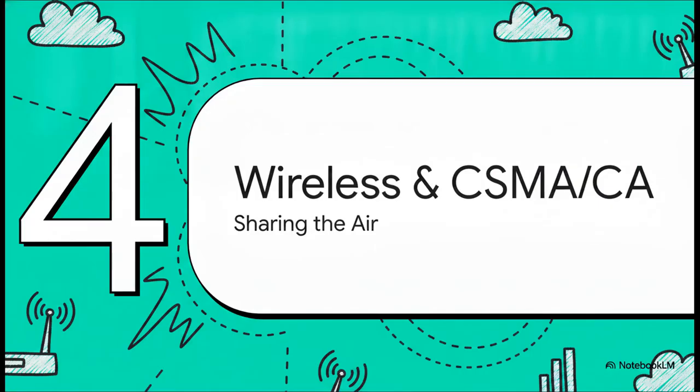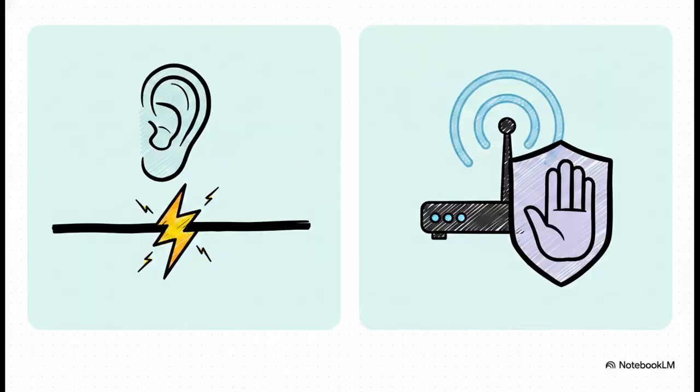Next up, wireless networks and CSMA/CA, sharing the air. CSMA/CD works beautifully for a physical cable. But what exactly happens when we remove the physical wire entirely and rely on Wi-Fi? Well, with Wi-Fi, we actually can't use collision detection. We have to use collision avoidance, CSMA/CA. Why the change? Because collision detection is fundamentally an analog process.